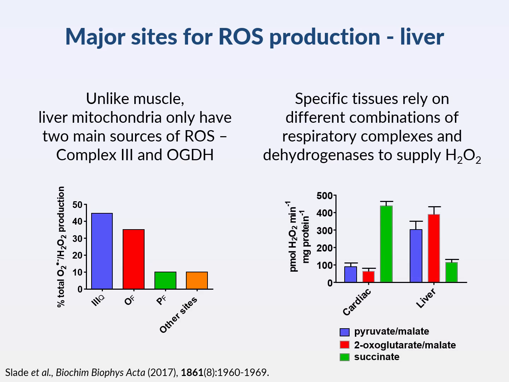For instance, our group has recently found that Krebs cycle-linked substrates, pyruvate and 2-oxyglutarate, are excellent sources for reactive oxygen species production in liver mitochondria, but not in cardiac mitochondria. By contrast, succinate produces 4-fold more ROS in cardiac mitochondria.